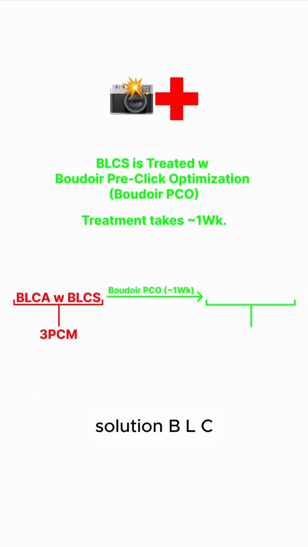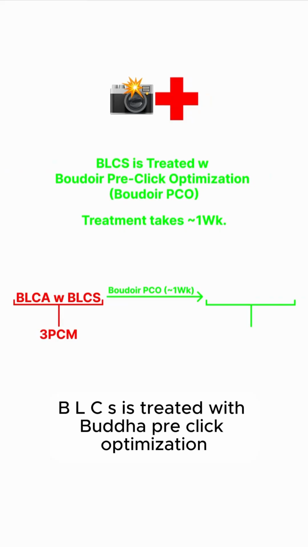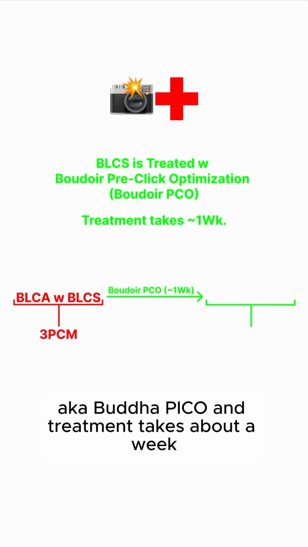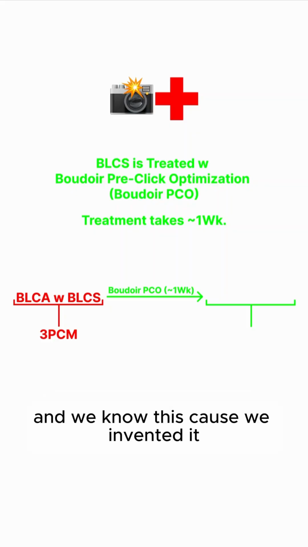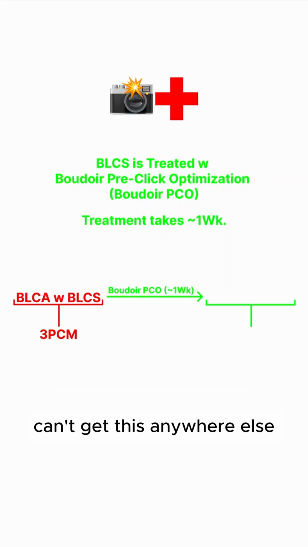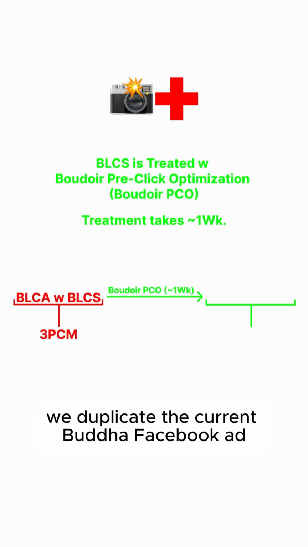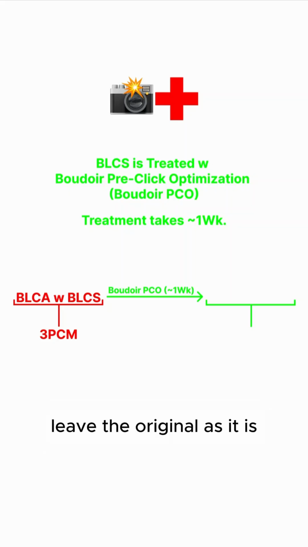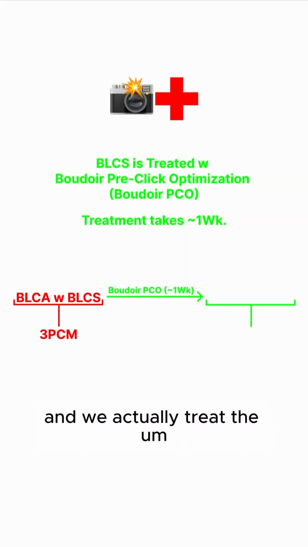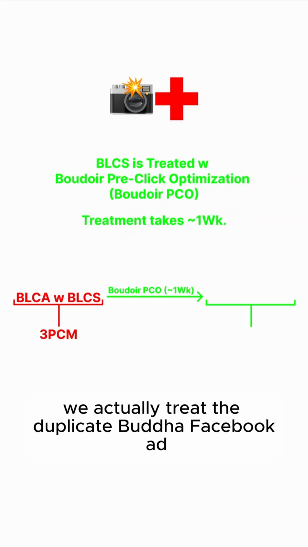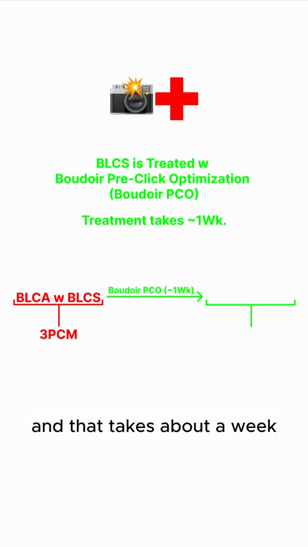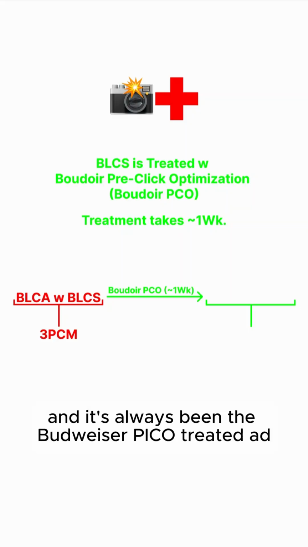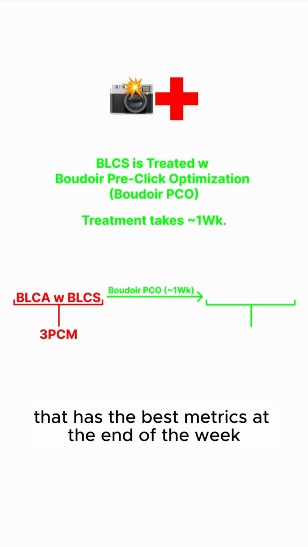Solution: BLCS is treated with Boudoir pre-click optimization, aka Boudoir Pico, and treatment takes about a week. We know this because we invented it. You can't get this anywhere else from anyone else in the universe. What we do is duplicate the current Boudoir Facebook ad, leave the original as it is, and treat the duplicated Boudoir Facebook ad. That takes about a week, and then we keep running whichever one has the best metrics. And it's always been the Boudoir Pico treated ad that has the best metrics at the end of a week.